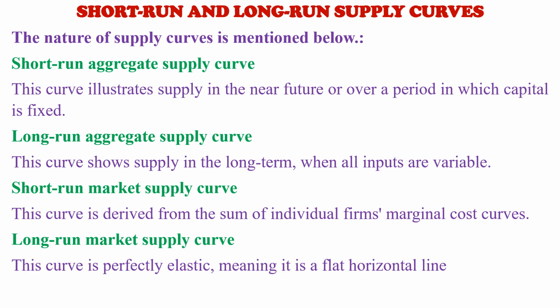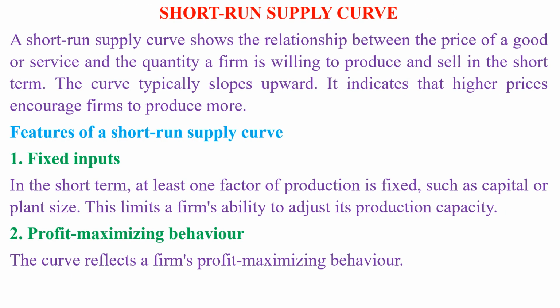Short-run market supply curve. This curve is derived from the sum of individual firms' marginal cost curves. Long-run market supply curve. This curve is perfectly elastic, meaning it is a flat horizontal line. Short-run supply curve. A short-run supply curve shows the relationship between the price of a good or service and the quantity a firm is willing to produce and sell in the short term. The curve typically slopes upward. It indicates that higher prices encourage firms to produce more.